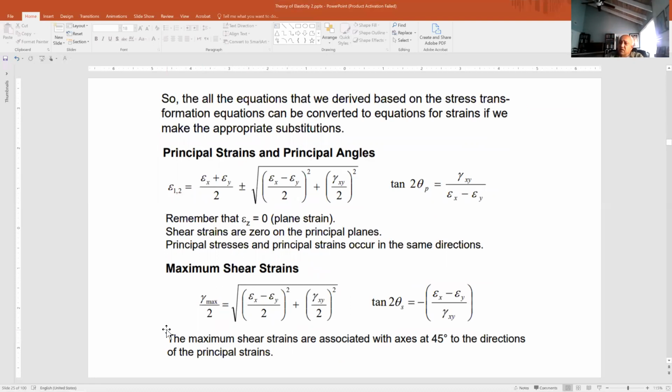Very similar to the stresses, we have principal strains, epsilon 1 and epsilon 2, which are either maximum or minimum as the coordinate system rotates. When we have the principal strain directions, the shear strain vanishes. Shear strain would be 0. And we can find the direction where the shear strain is maximum, very similar to the case of the stresses, at 45 degrees with respect to the principal strain directions.